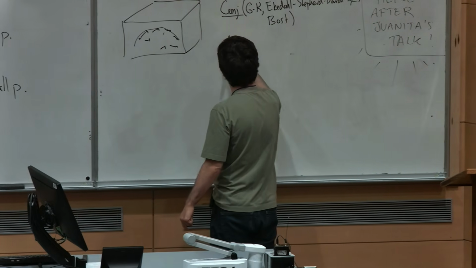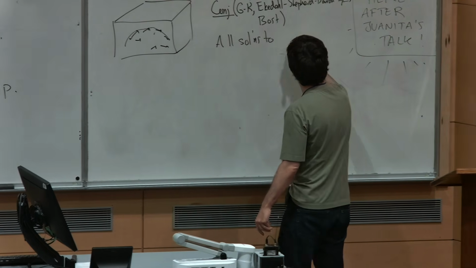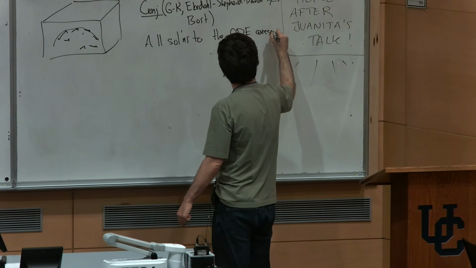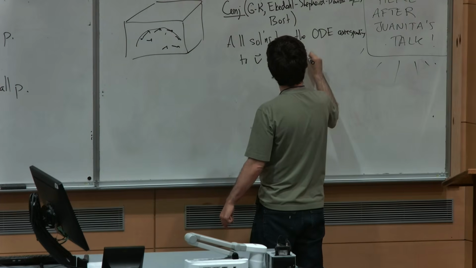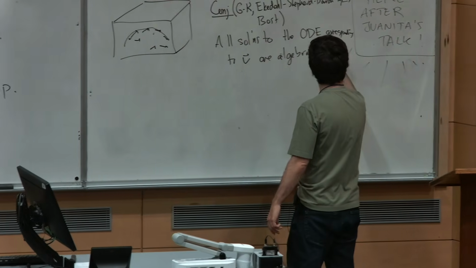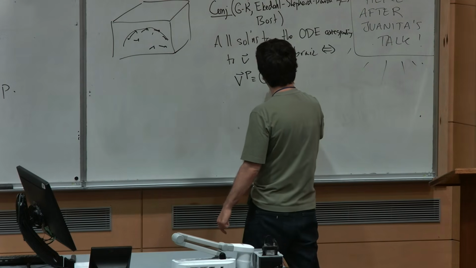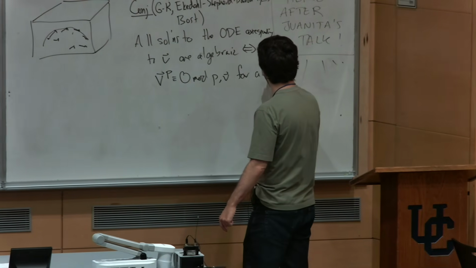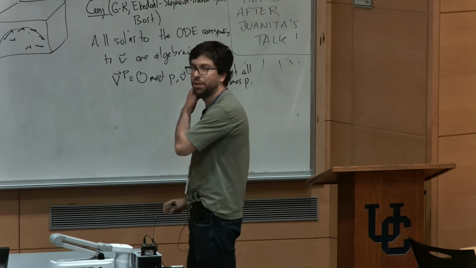So it's the following. So all solutions to the ODE corresponding to a vector field v are algebraic. So in other words, all these curves are algebraic curves. If and only if the following holds: v to the p is identically 0 mod p, and v for almost all primes p. Okay, so let me say what I mean by this.